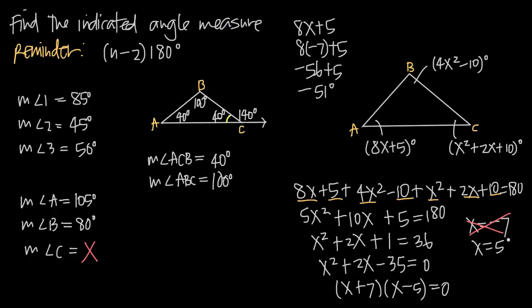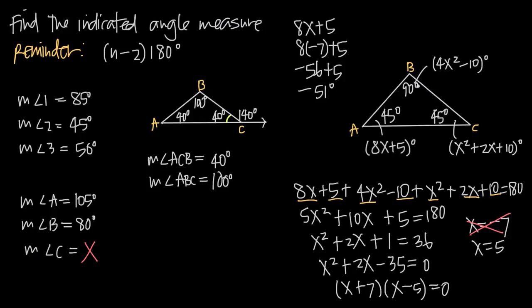So let's go ahead and find the angle measures. If we plug it in here, we're going to get 8 times 5, which is 40, plus 5 is 45, so we get 45 degrees here. If we plug x equals 5 into angle B here, we're going to get 5 squared is 25, times 4 is 100. 100 minus 10 is going to be 90, so we get 90 degrees. And then over here, we're going to get 5 times 5 is 25, plus 2 times 5, or plus 10. So 25 plus 10 is 35. 35 plus 10 is 45. So we get 45 degrees for the measure of angle ACB.